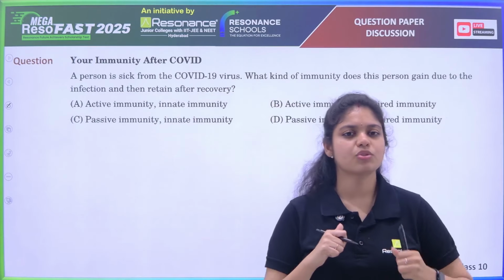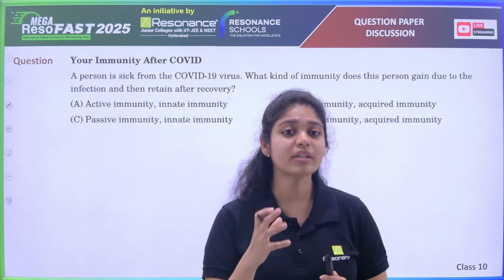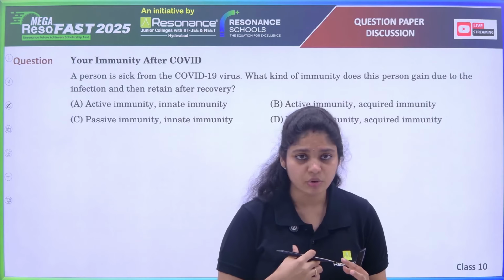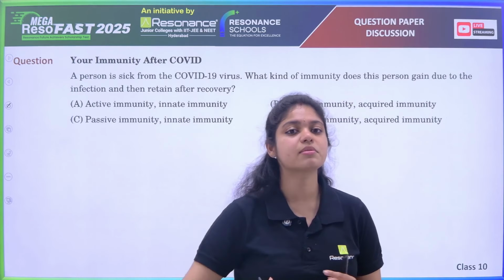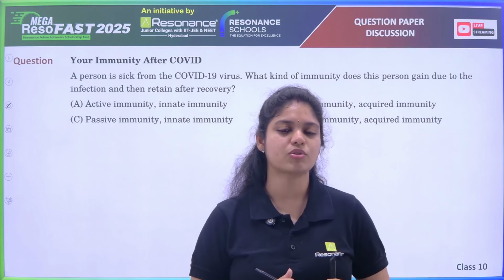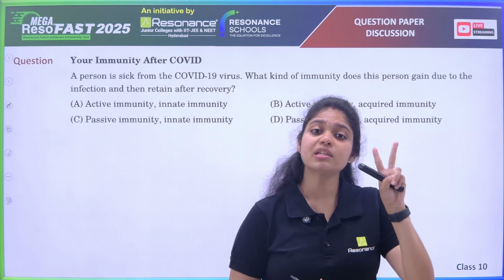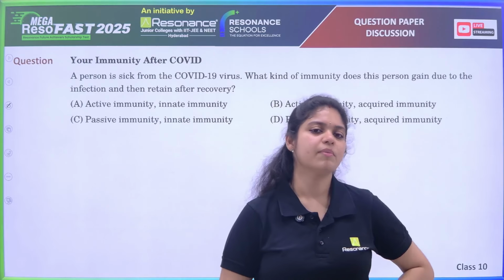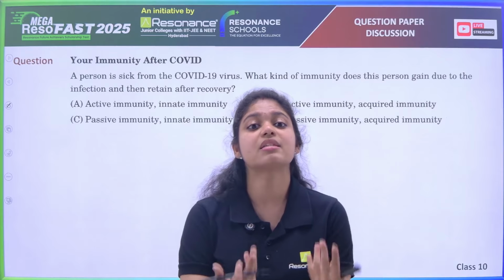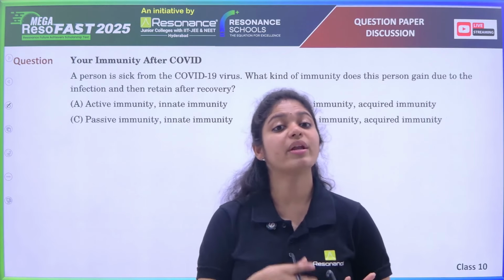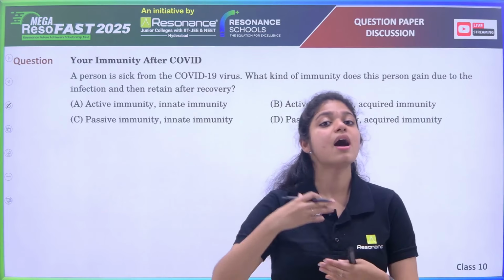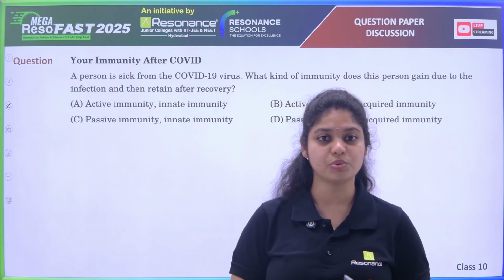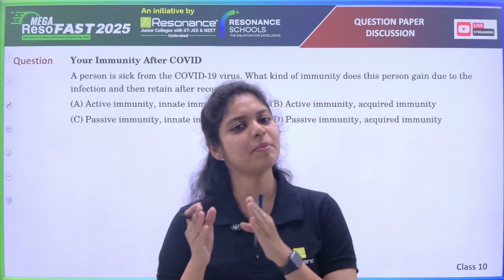So, before getting into this question, you should know what exactly immunity is. Immunity is nothing but the ability of an organism to fight against disease-causing pathogens. Immunity is of two types. What are the two types? Innate immunity and acquired immunity. Innate immunity is inborn immunity, whereas acquired immunity is what you get after birth. This acquired immunity is again divided into two types: active immunity and passive immunity.